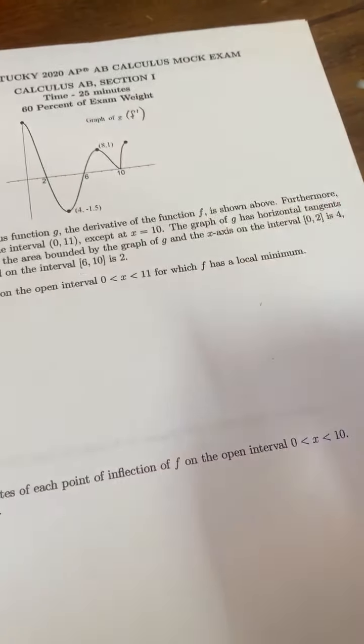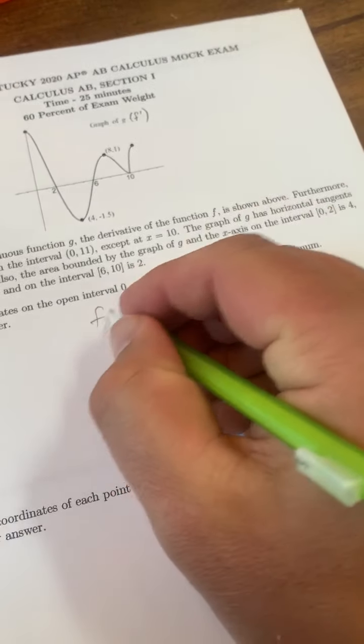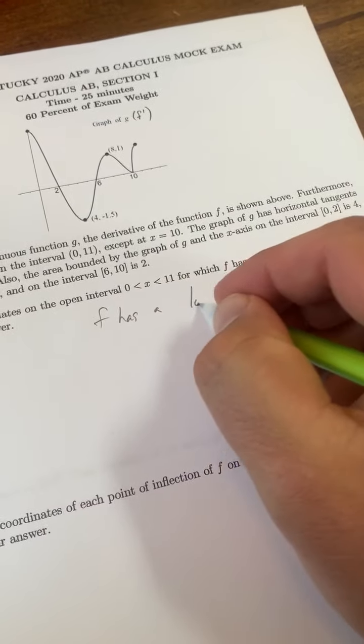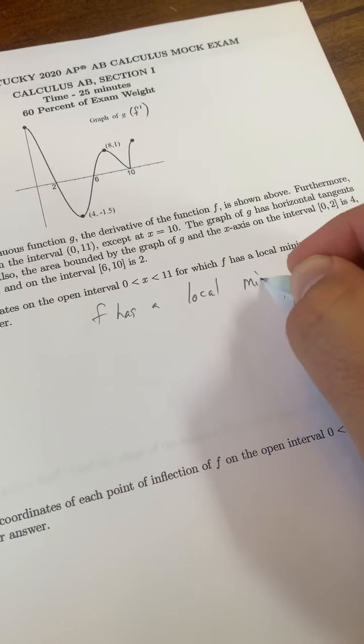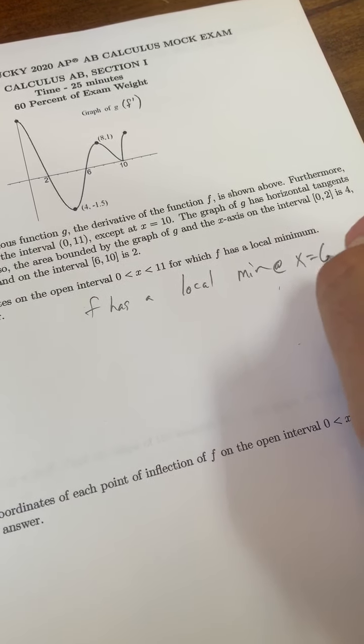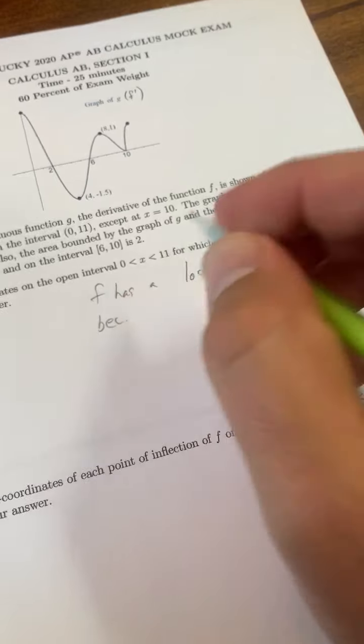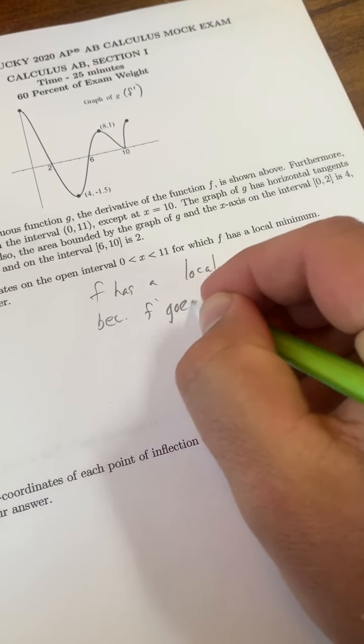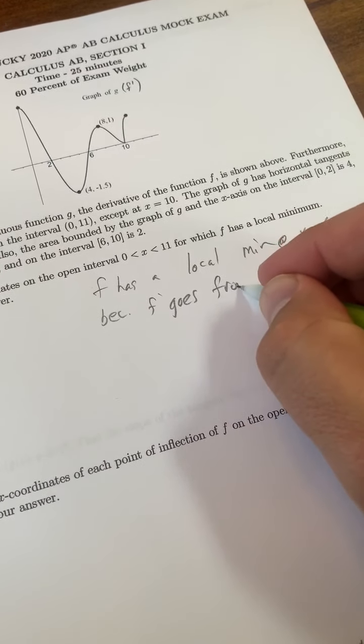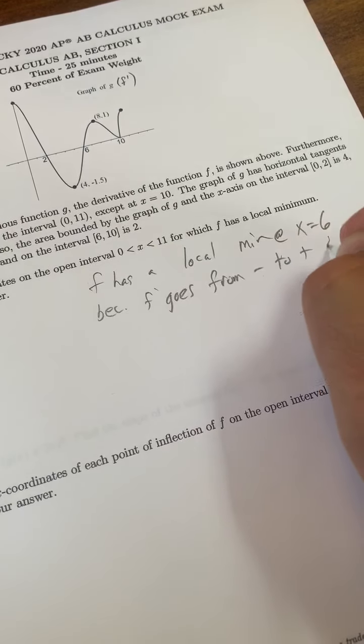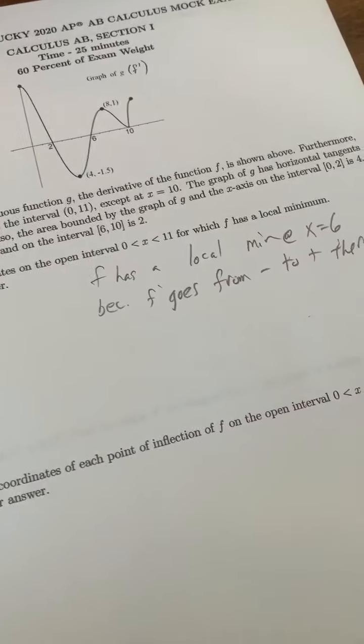So I would say f has a local min at x equals 6 because f prime or g goes from negative to positive there. If you're writing an explanation, it should always be one sentence, put a period on it.